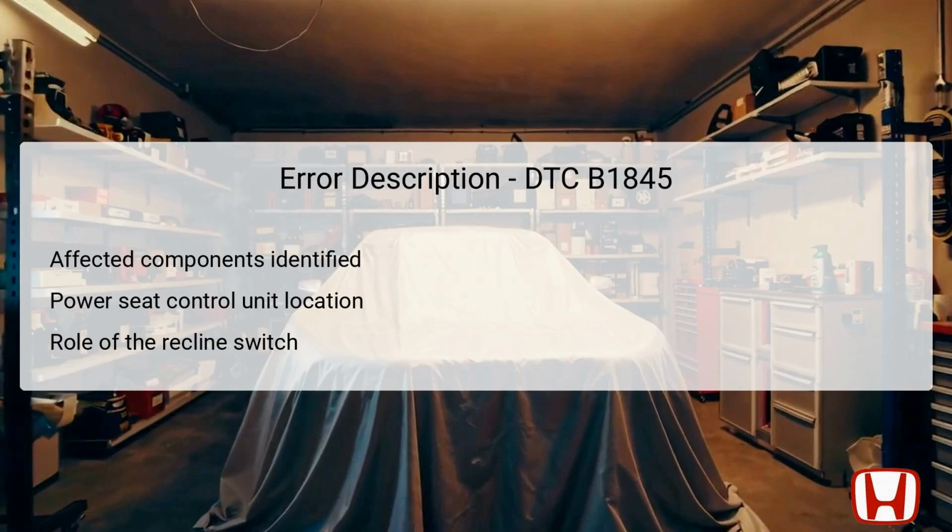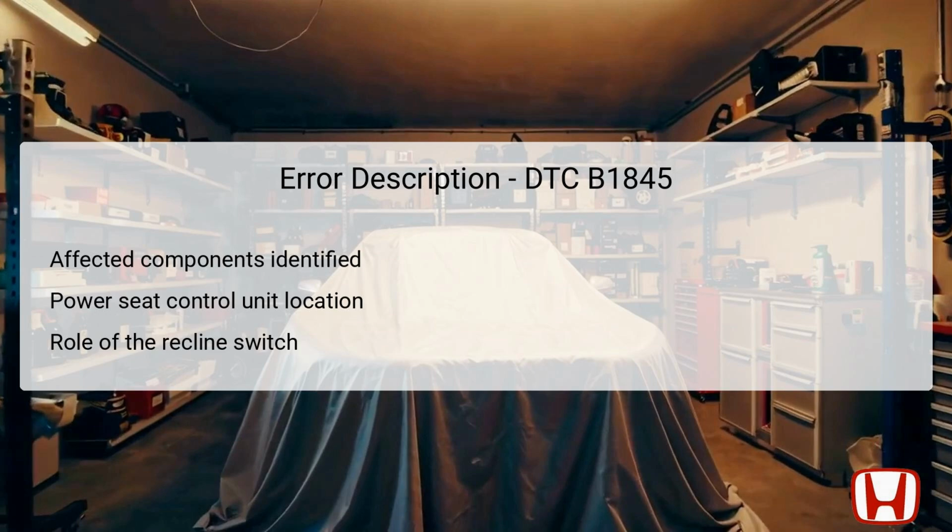The error code B1845 specifically implicates components involved in the power seat recline mechanism. Key components affected include the power seat control unit and the recline switch itself. The power seat control unit is typically located under the driver's seat and serves as the brain of the power seat system, processing inputs from the switch and controlling the motor that adjusts the seat position. The recline switch is usually found directly on the side of the driver's seat, allowing the user to control the reclining motion of the seat.